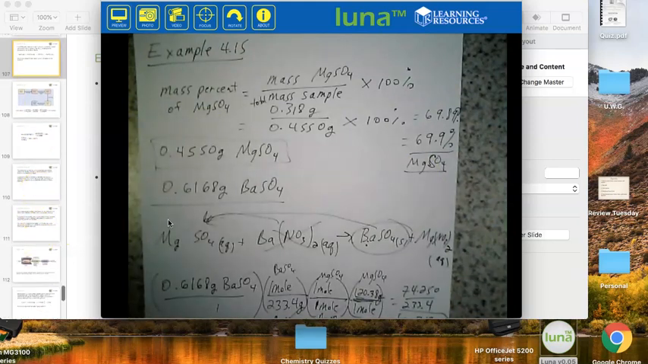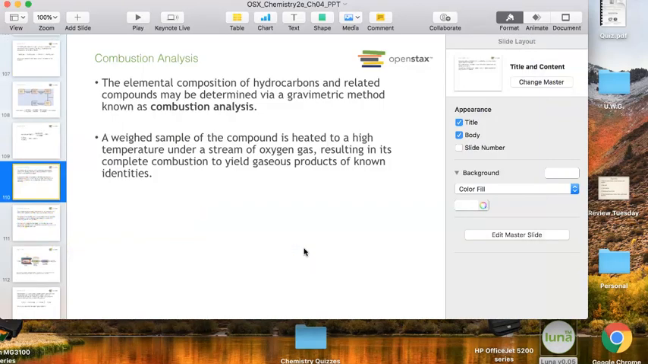All right, so now we need to talk about combustion analysis. So it says the elemental composition of hydrocarbons and related compounds may be determined through gravimetric method known as combustion analysis. A weighted sample of the compound is heated to a high temperature under a stream of oxygen gas, resulting in its complete combustion to yield gaseous products of known identities.